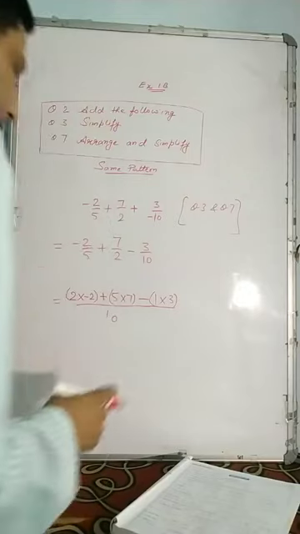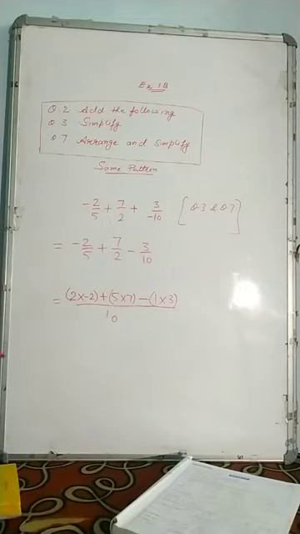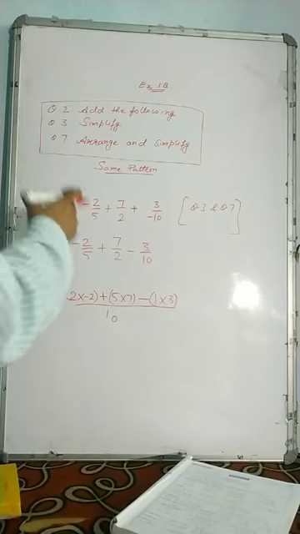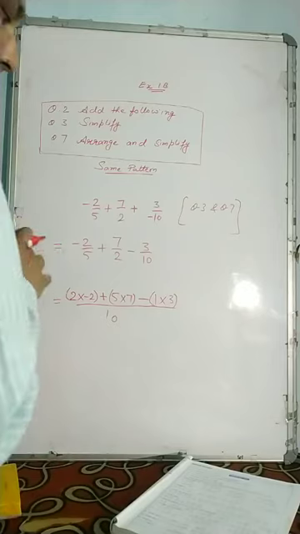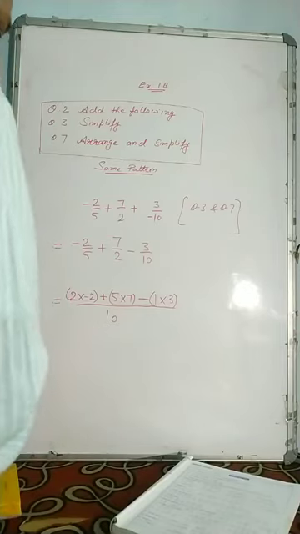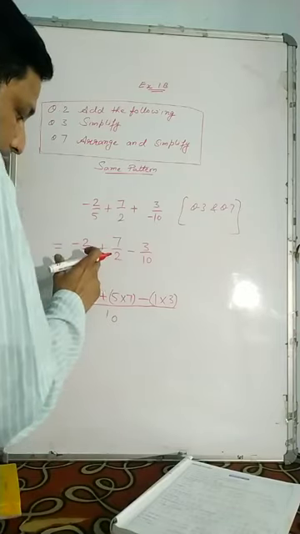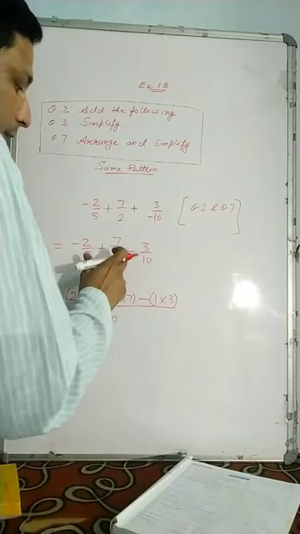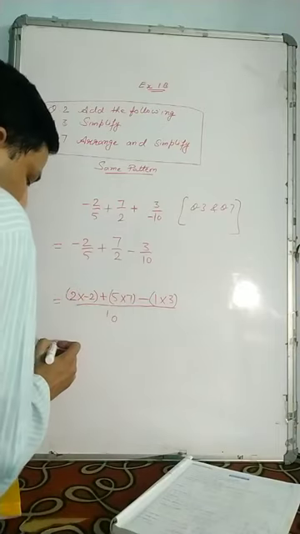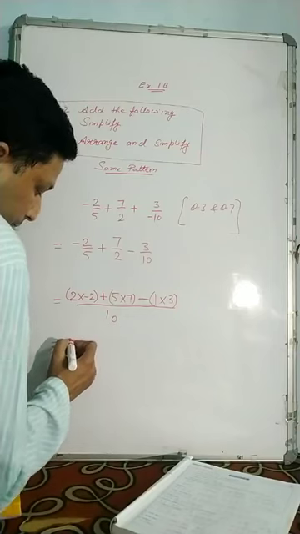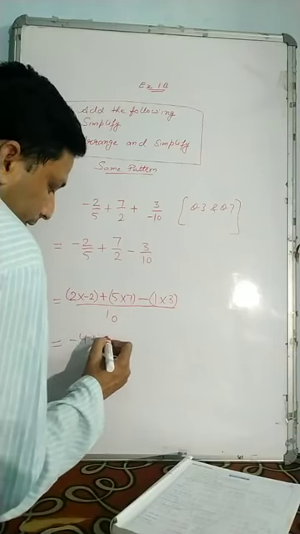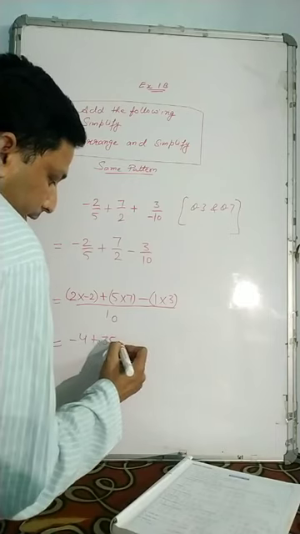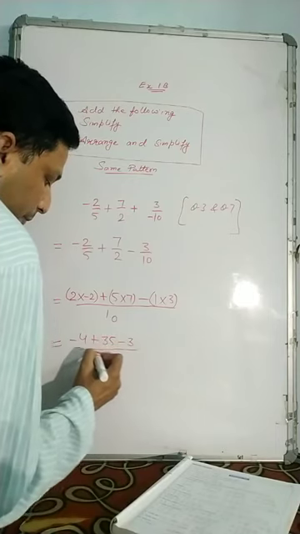Now there is a point to understand that the first negative symbol is written with its numerator, but the rest of the symbols, whether they are positive or negative, don't write with its numerator. Like this one, plus is not written with 7, minus is not written with 3. Now moving on, after multiplying, here we get minus 2 fours are 4, plus 7 fives are 35, then minus 3, 1 threes are 3 upon 10.